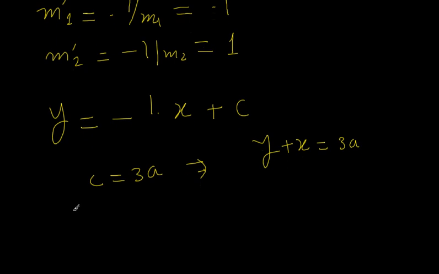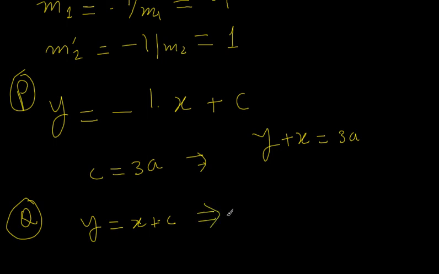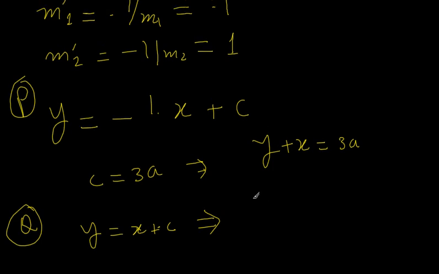In the other case, at point Q, y equals x plus c. It means c would be equal to what? y is minus 2a and x is equal to a, so c is equal to minus 3a. In that case, you will have the equation y plus x is equal to minus 3a.